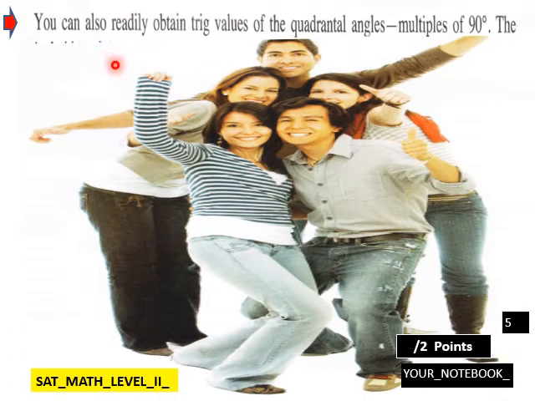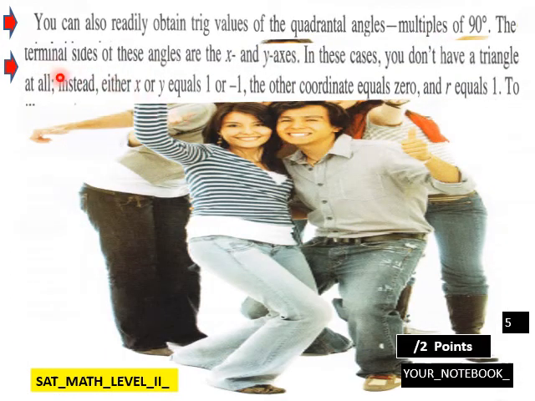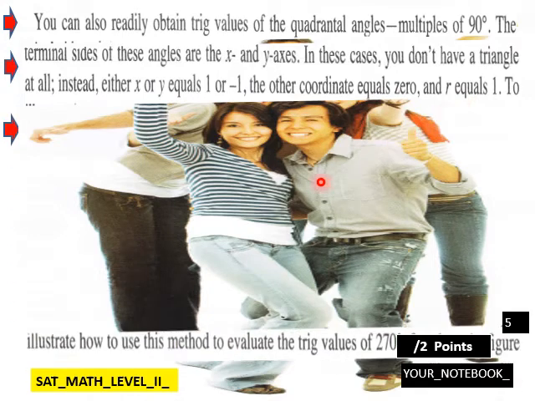You can also readily obtain trig values of the quadrantal angles, meaning multiples of 90. The terminal sides of these angles are the x and y axes. In these cases, you don't have a triangle at all. Instead, either x or y equals 1 or negative 1. The other coordinate equals 0 and r equals 1.